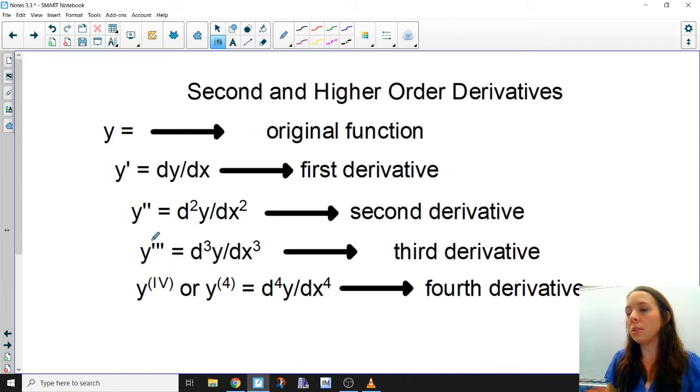You could have a third derivative, y triple prime, or we just say the third derivative value. We could have a fourth derivative, and actually so on. We should probably put dot, dot, dot, because it could keep going. Now notice that after the third derivative, we no longer use the apostrophes to denote, because that would get a little ridiculous. So you can use Roman numerals in parentheses like this. You can use just the number of the derivative in parentheses like that, or you can use this notation.